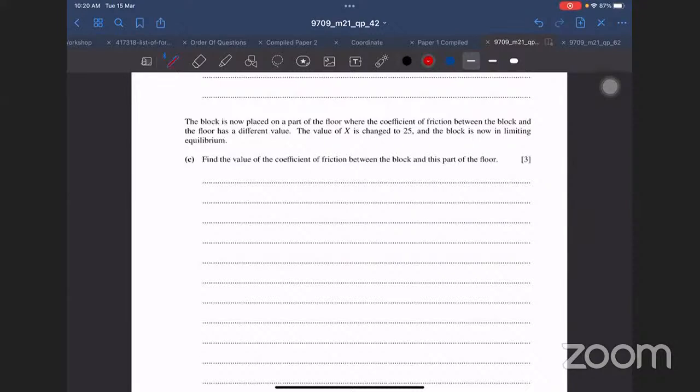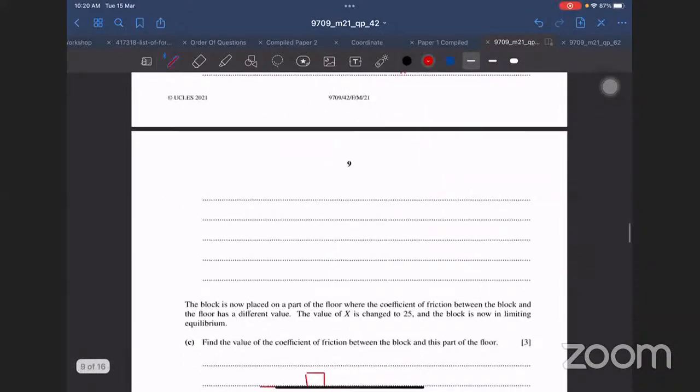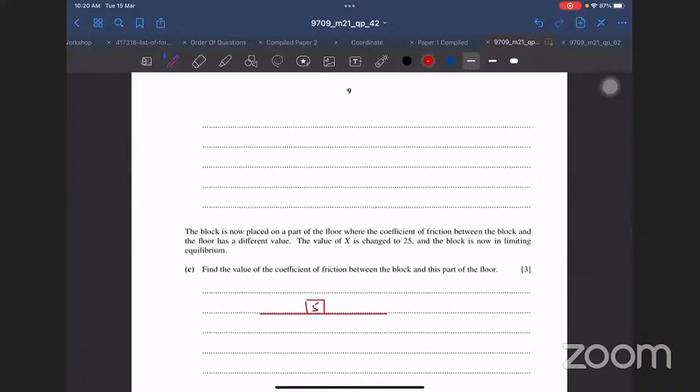The block is now placed on a part of a floor where the coefficient of friction between the block and the floor has a different value. Okay, so we have the same things. The block is 5 kgs. It's still being pulled up. This time it's 25, and 25 cos 30, 25 sin 30.